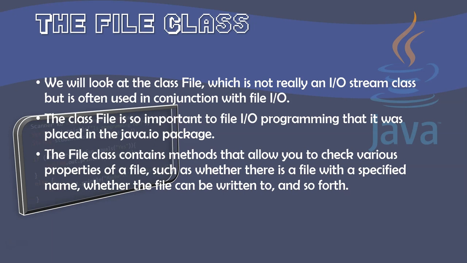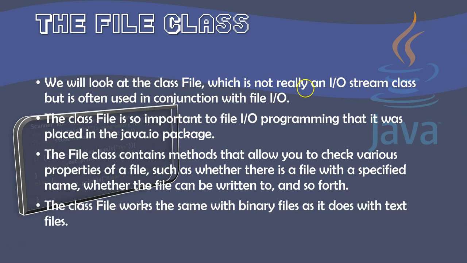Now, the File class contains methods that allow you to check various properties of the file, such as whether there is a file with a specified name, whether the file can be written to, and so forth. The class File works the same way with binary files as it does with text files, so we don't have to approach it in a different manner.